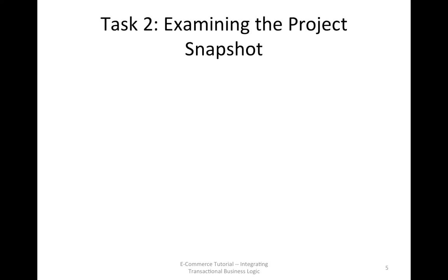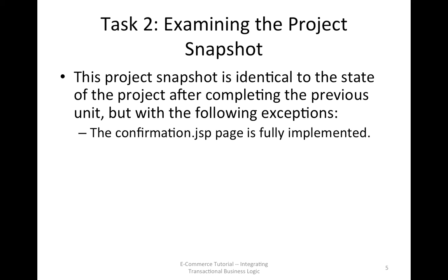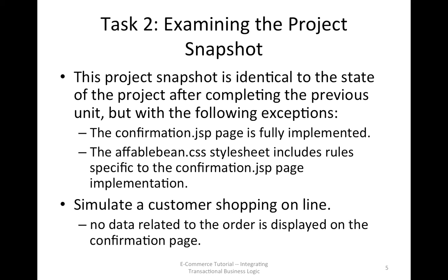Our second task is to examine the project snapshot. This project snapshot is identical to the state of the project after completing the previous unit, but with the following exceptions. First, the confirmation JSP page is fully implemented. Second, the affablebean.css stylesheet includes rules specific to the confirmation page implementation.